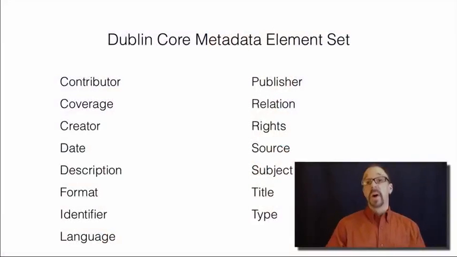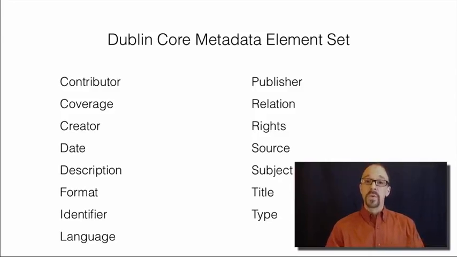Now let's look at the 15 elements of Dublin Core in a little more depth. These are the 15 elements of Dublin Core: contributor, coverage, creator, date, description, format, identifier, language, publisher, relation, rights, source, subject, title, and type, right? That's in alphabetical order.